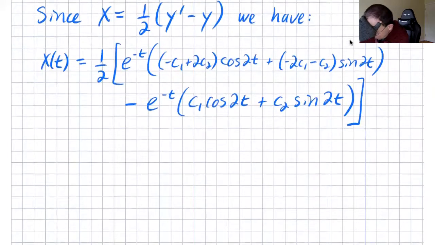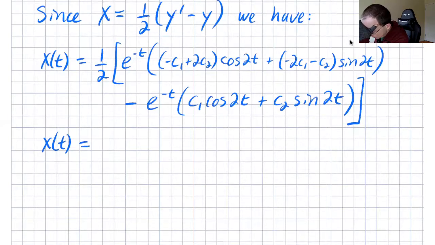Okay, so therefore x of t is going to be what? Again, I can factor out this e to the negative t here and here, and then simplify everything. Let me see what I'm going to get here. On the inside I'm going to have this minus this. So that's going to be a minus 2c1 plus 2c2.